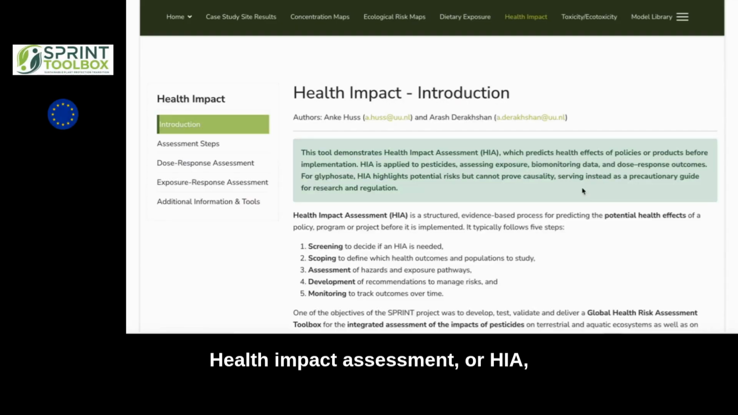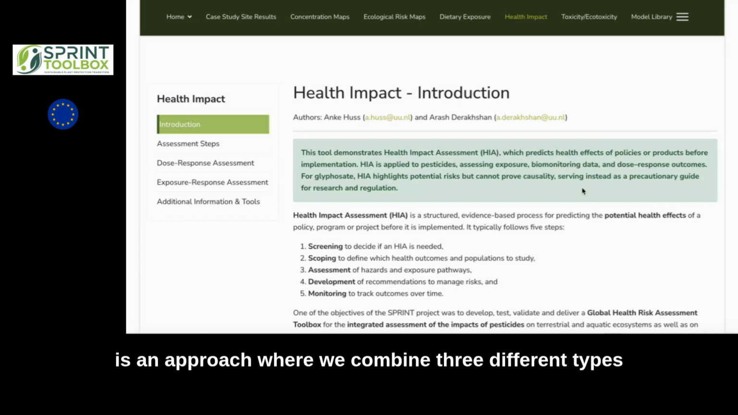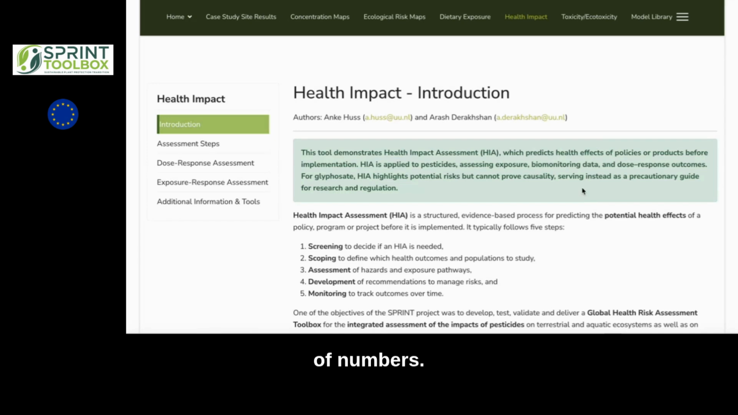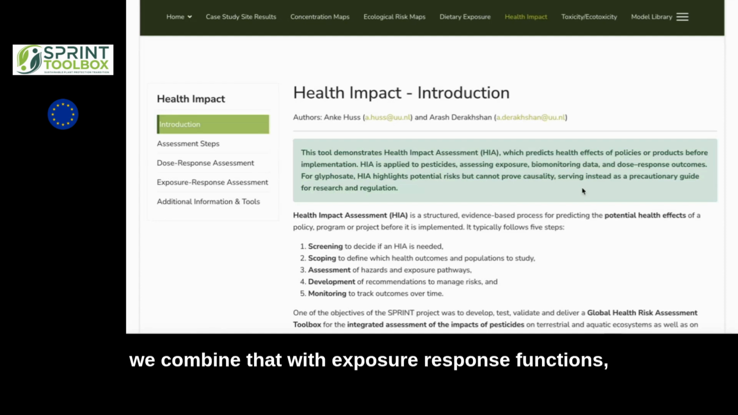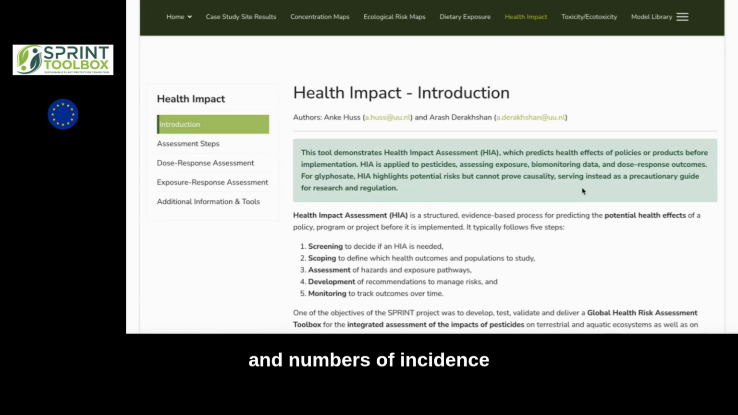Health impact assessment, or HIA, is an approach where we combine three different types of numbers. We combine exposure information from populations, we combine that with exposure response functions, and numbers of incidence or prevalence of a disease in a population.